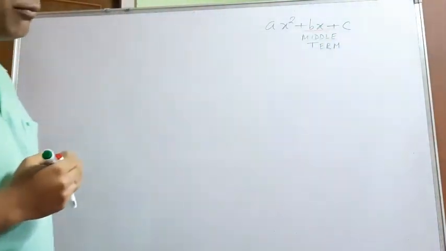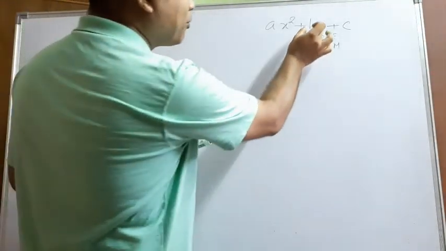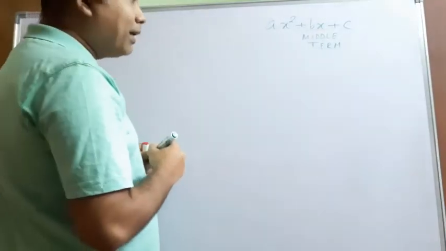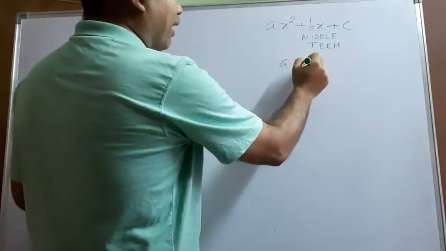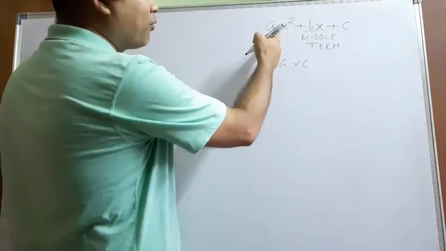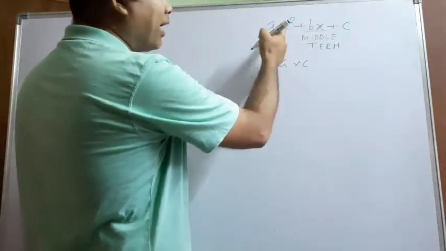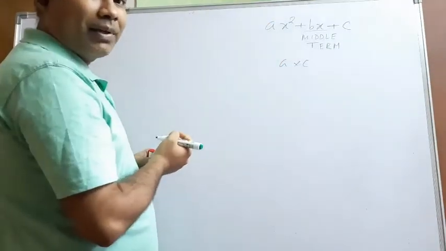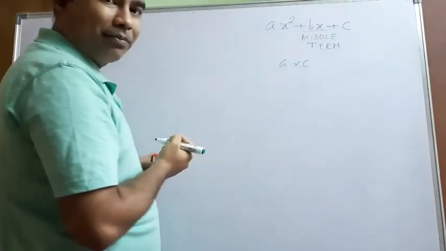Now, what is the name of the method? The name of the method is splitting the middle term. That means you have to split it. To split it, what is the process? First, you need to multiply a and c. Here a is the coefficient of x square, or the coefficient of the highest power of the variable. In place of x it may be y, z, etc. And c is the constant term.